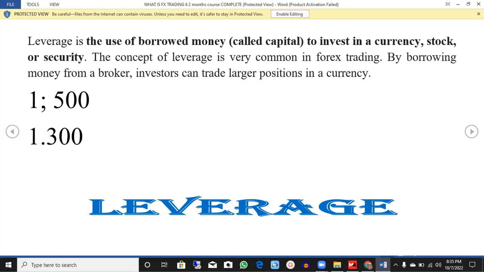What it simply means is that the broker is lending you money so that you can open a larger position in the currency market. Don't think you're wiser than the broker. Trust me, you will never lose a broker's money. So don't think that when the broker lends you this money, you can take unnecessary risk and the broker will bear the burden. Brokers never ever lose.